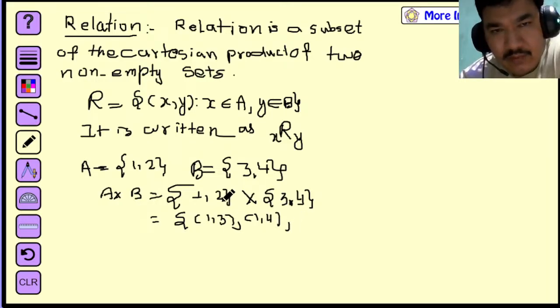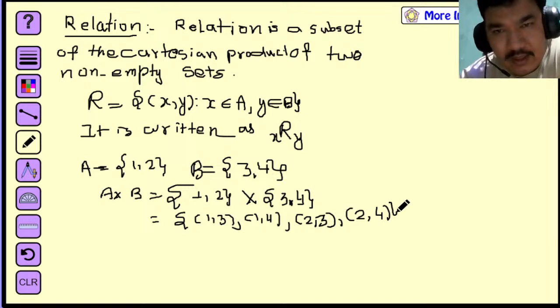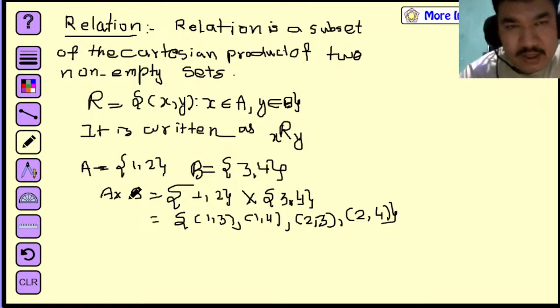Now it's the turn of 2, so make the ordered pairs from 2. This is 2 comma 3 first. Okay, 2 makes an ordered pair with 3, then the next one is 2 comma 4. Okay, this is the Cartesian product. Now look here.